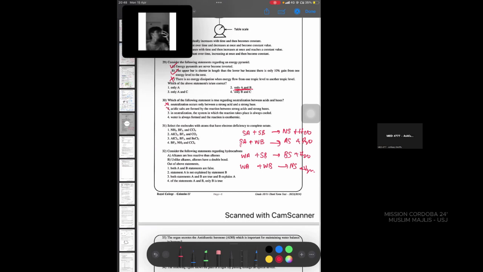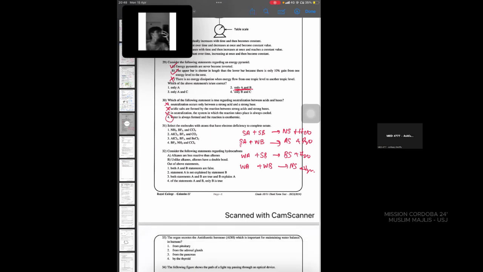In neutralization, the system in which the reaction takes place is cooled. That's wrong. Neutralization is an exothermic reaction. Exothermic reaction means energy is given out, so the outside environment should be hot. False. Water is always formed and reaction is exothermic is true.